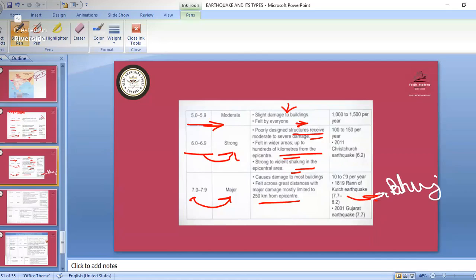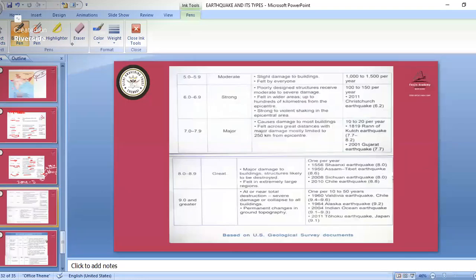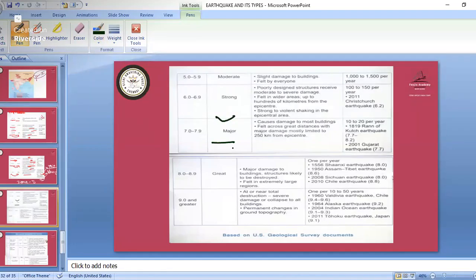Then we had this Bhuj earthquake in 2001, and in the Rann of Kutch area, we had the earthquake in 1890. This Gujarat area is falling in Zone 5, remember that. Here we have the major earthquakes that will cause severe damage. So 5.0 to 5.9 is moderate, 6.0 to 6.9 strong, and 7.0 to 7.9 were the major earthquakes.